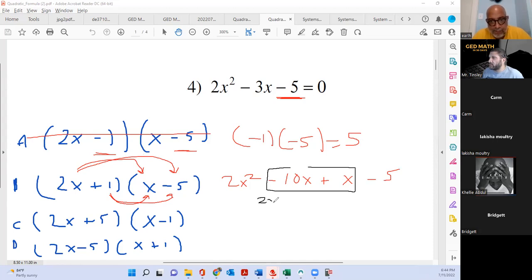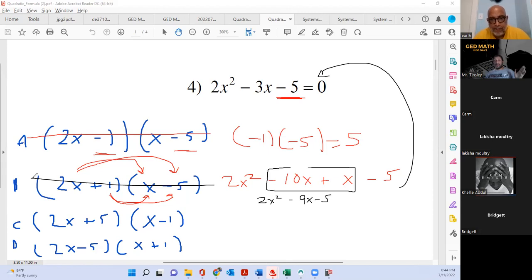So we bring down our 2x squared. And what is -10 plus 1? -9x. So -9x minus 5. Is that what we want? No, it's not B. But where you should have stopped, now I did the whole problem out, you should have seen that -10 and 1 cannot make -3. I'm done. I don't even have to multiply the last terms because I already know -10 and +1 can't make -3.